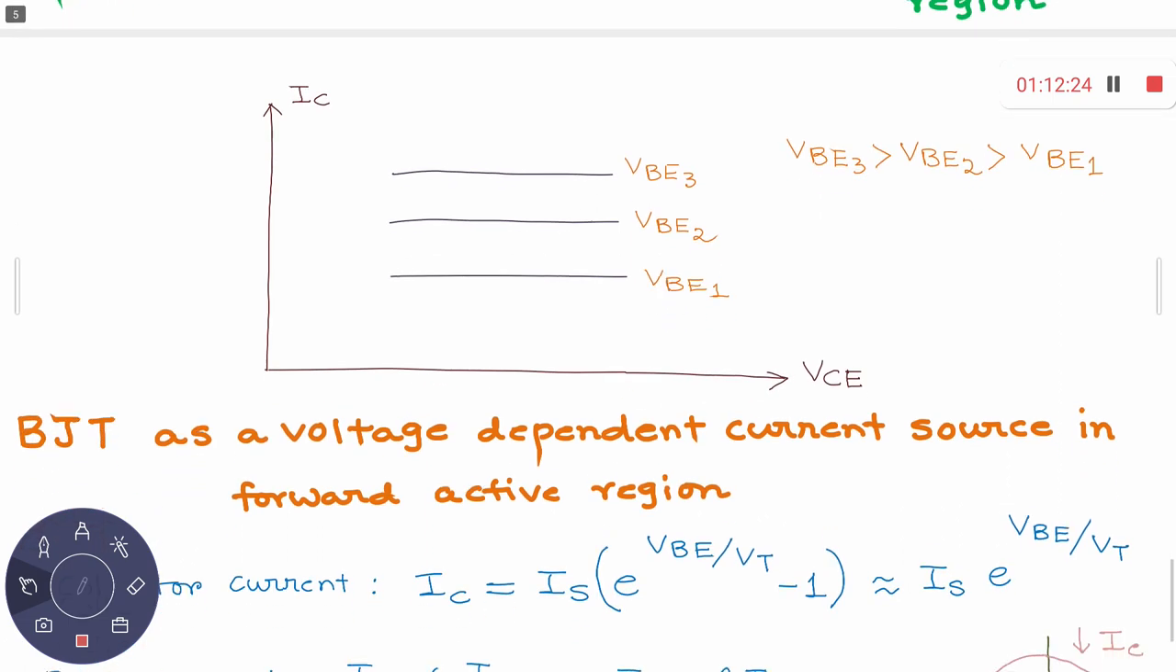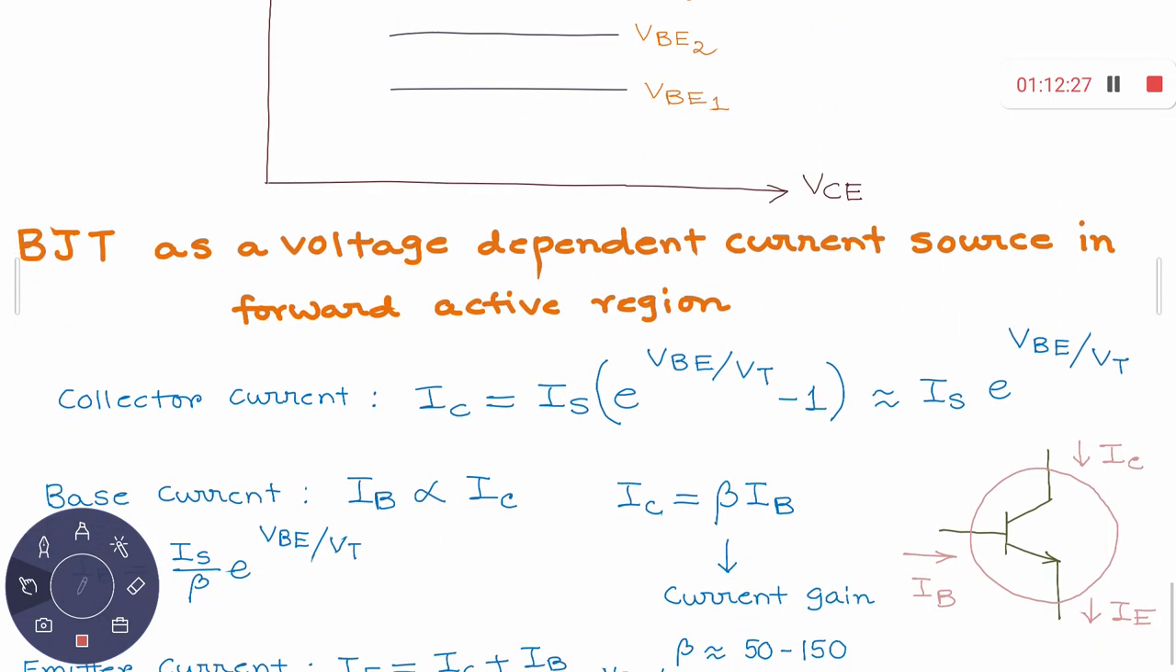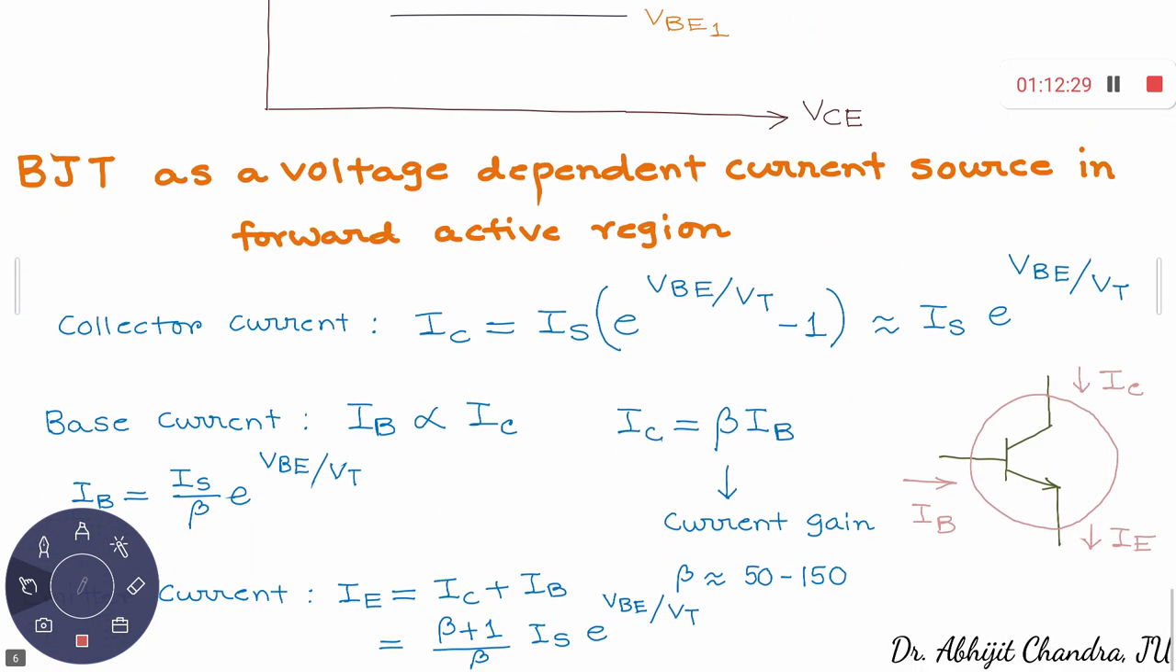So almost everything is fine, but still we are in the search of the different terminal currents. Already we have mentioned this one, the collector current IC is equal to IS e to the power VB by VT minus 1, which can be approximately written as IS e to the power VB by VT, because this 1 is almost negligible for this e to the power term. And remember, the base current is due to what?